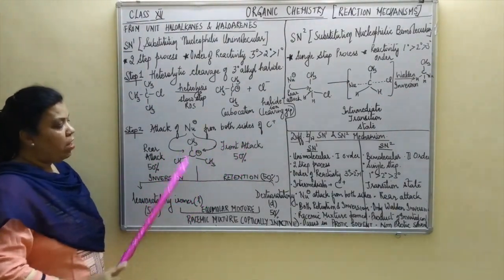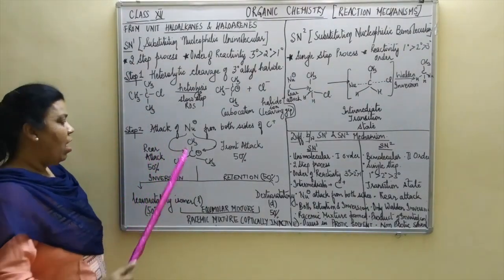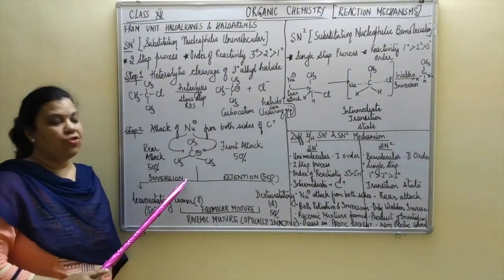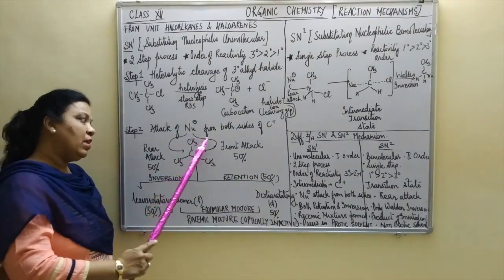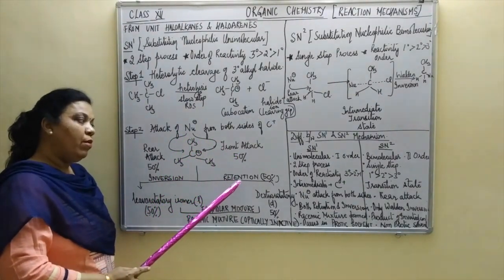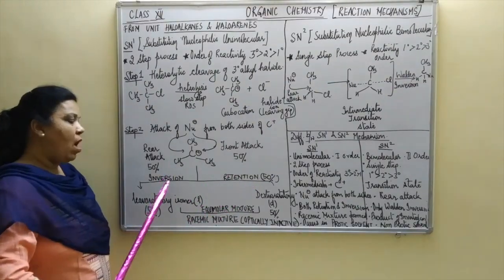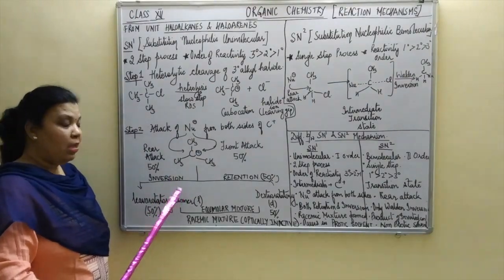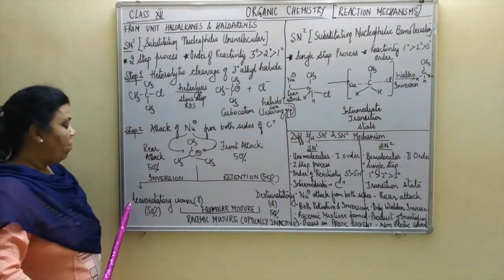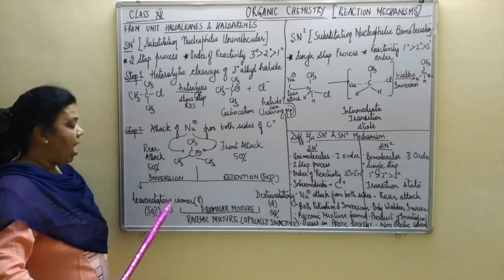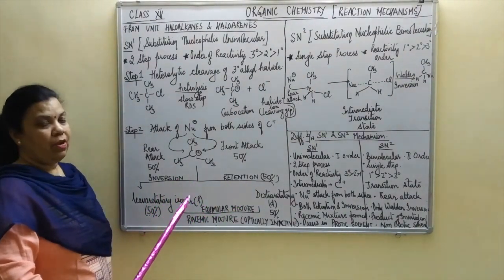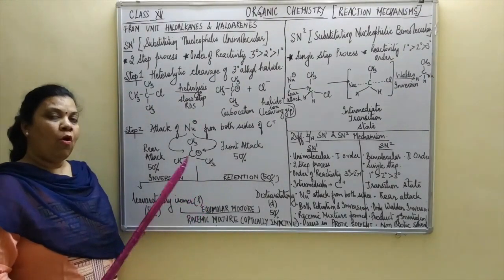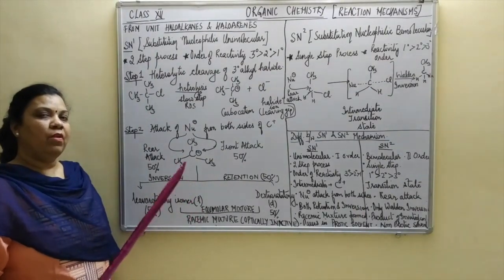Now let us see what if it attacks from the back side, rear side. If it attacks from the back side, then the phenomenon involved is called inversion of configuration. But when it attacks from the front side, it is called retention, and both these phenomena occur with equal possibility of 50-50%, resulting in the formation of 50% of the dextrorotatory isomer and 50% of the levorotatory isomer. That means you get an equimolar mixture of the 2, dextro and levorotatory isomers.